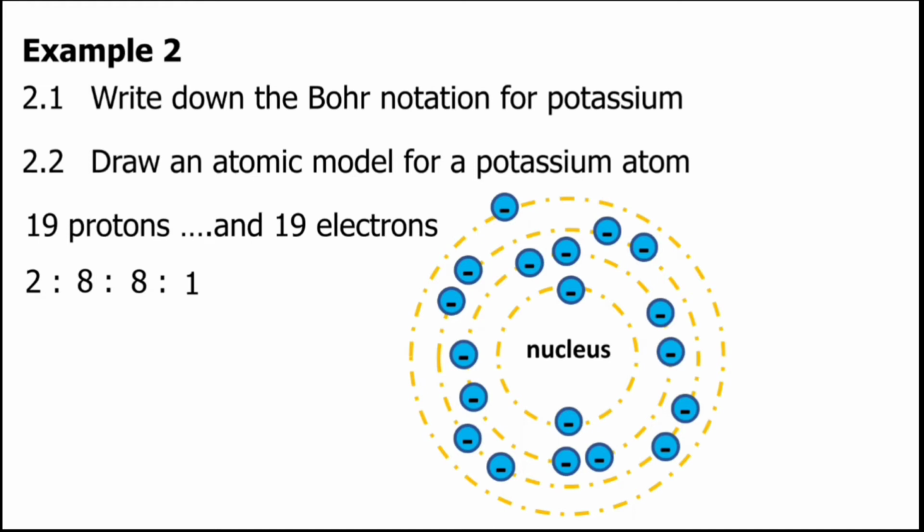So guys, you see that the Bohr notation and the atomic model are more or less the same thing. The atomic model is actually the diagrammatic representation of the Bohr notation. Once you know how to write the Bohr notation, it should be easier for you now to draw the atomic model diagram. Now it's time for some practice questions.